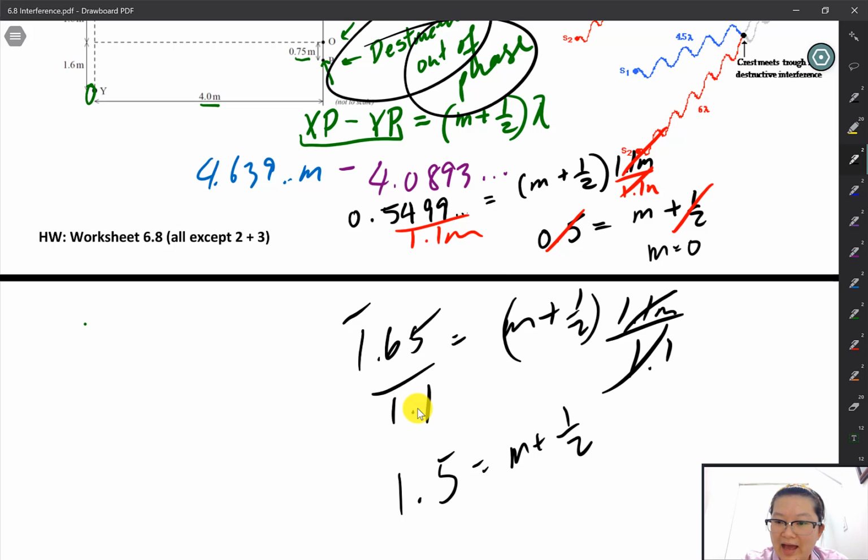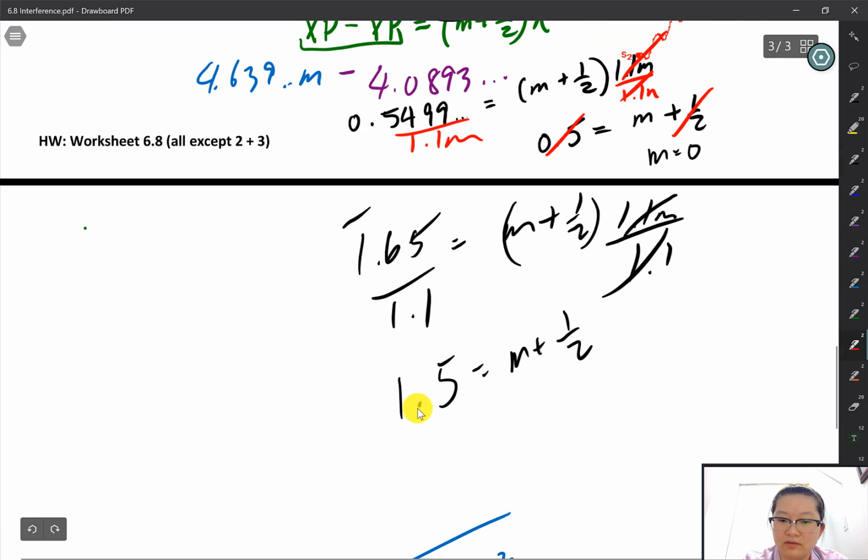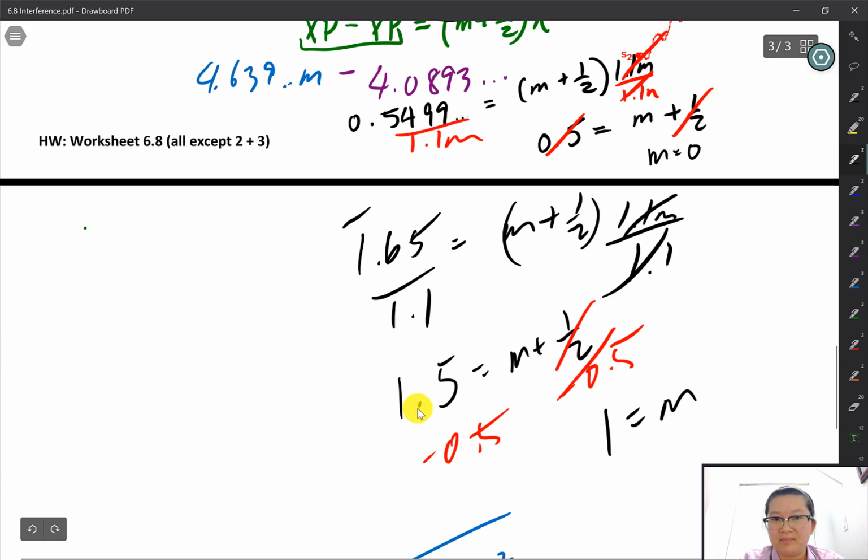So if you take away half from both sides of your equation, minus 0.5, minus 0.5, that gets rid of that. You're going to be left with 1 is equal to m. And that's a whole number. So your path difference is again by half a wavelength.